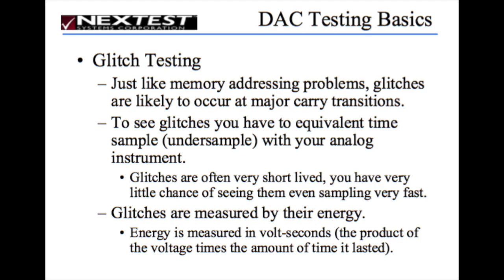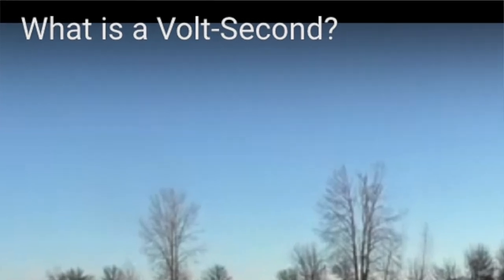Okay, I mentioned in another video the glitch testing. Glitch testing is an issue. Just like memory addressing problems, glitches are likely to occur at major carry transitions. To see glitches, you have to equivalent time sample, that is undersample, with your analog instruments. Glitches are very short-lived. You have little chance of seeing them even if you sample very fast. Glitches are measured by their energy. Energy is measured in volt-seconds, the product of voltage and time. So that's volt-seconds, and I made a video about volt-seconds.